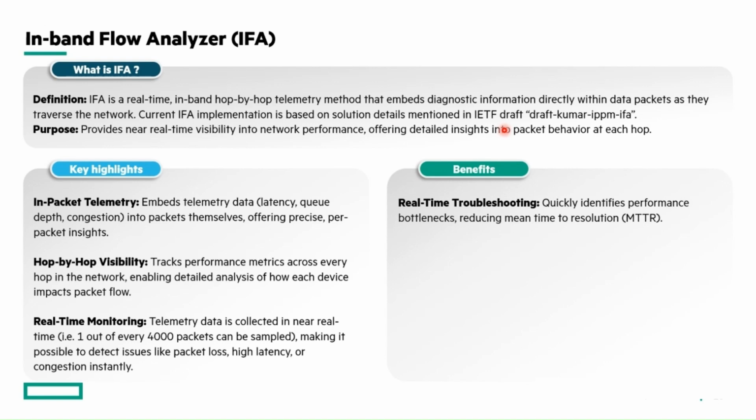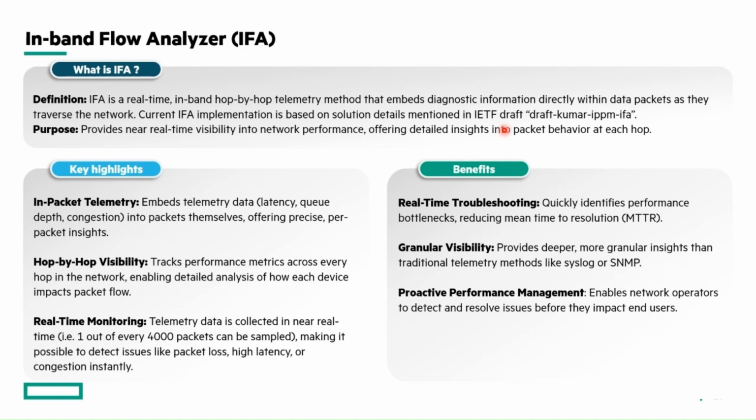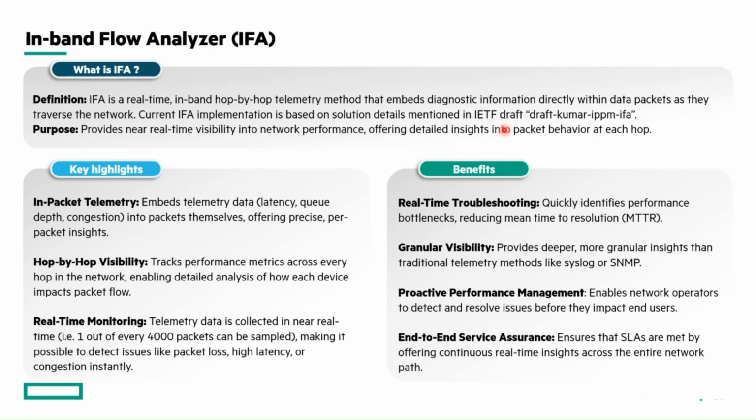Benefits of IFA include real-time troubleshooting because it quickly identifies performance bottlenecks. It reduces mean time of resolution. Plus, it provides granular visibility, providing deeper, more granular insights than traditional telemetry methods we have seen earlier in these slides, such as syslog or SNMP. It also enables proactive performance management by allowing network operators to detect and resolve issues before they impact the end users. Plus, it also helps to ensure that SLAs are met by offering continuous real-time insights across your entire network path.